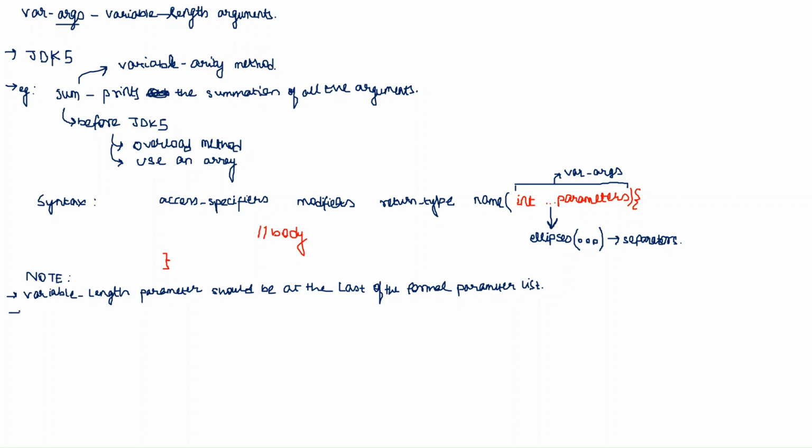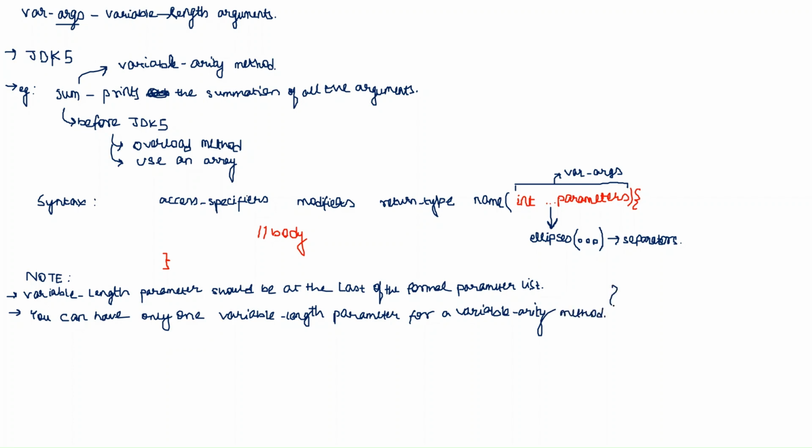There is one more restriction that you get to see, which is you can have only one variable length parameter for a variable arity method. You should keep these two things in mind, because these are really important. Questions in certification exams come from here, and people make mistakes and they lose their marks.